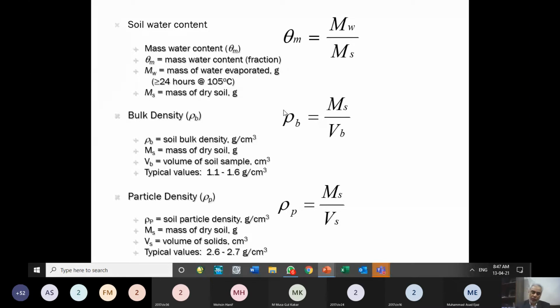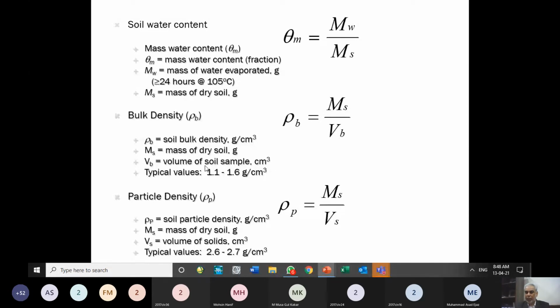You just take the core from the soil, measure the mass of the solids in it, and divide that by the total volume of the soil. That is the bulk volume. It is the bulk density. Its usual value varies from 1.1 to 1.6 grams per cubic centimeter.